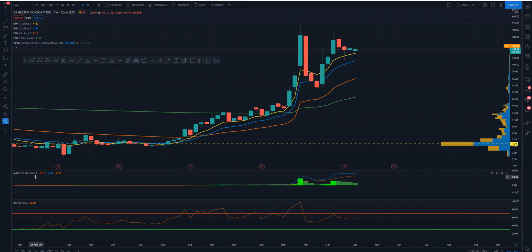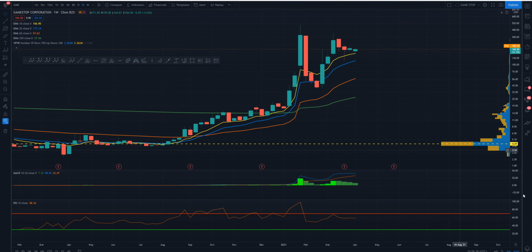We have a MACD with a 10 for the short-term moving average in blue and a 20 for the long-term moving average in orange and a 9 to smooth. We have an RSI set to a 10 close with the green 30 level representing oversold conditions and the red 70 level representing overbought conditions.